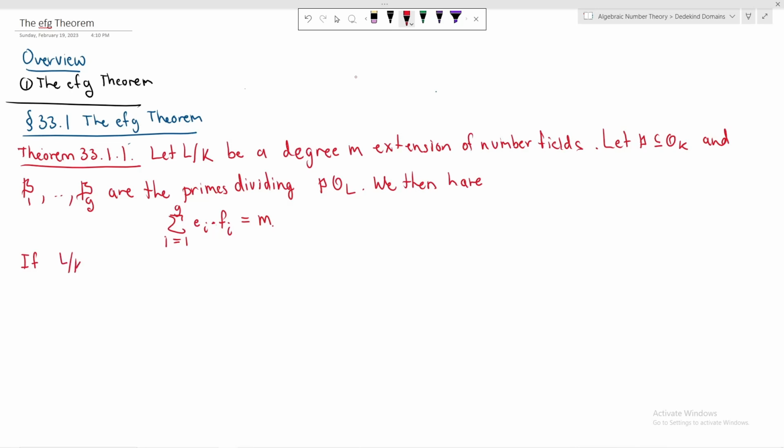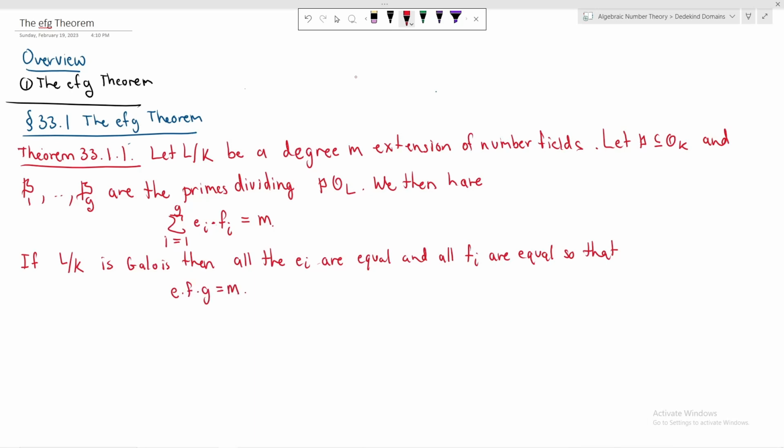If we have the additional information that L over K is Galois, then we can say that all the E sub i's are equal, and all the F sub i's are equal, so that our equation above here just becomes E times F times G is equal to M. So this is kind of where the theorem gets its name. Here, the E is the common value of all the E sub i's, and F is the common value of all the F sub i's.